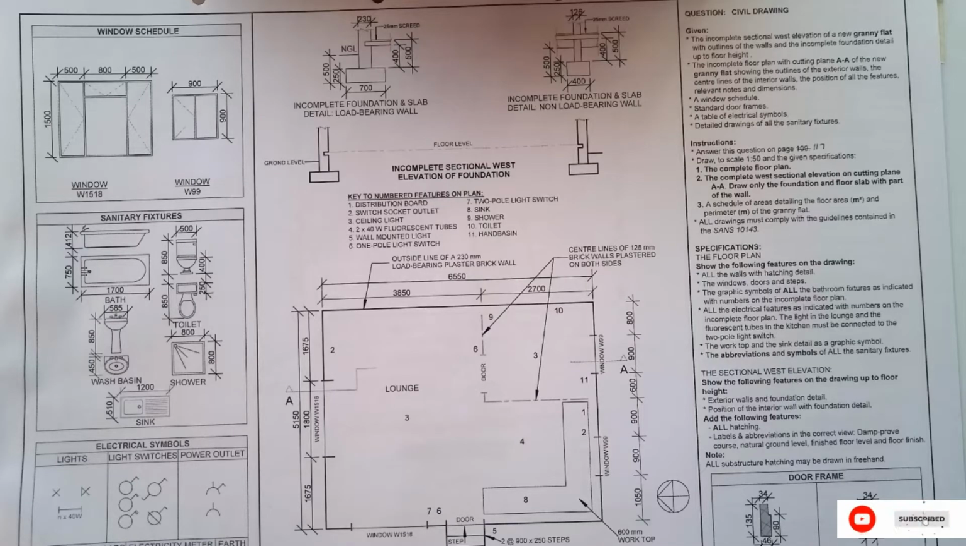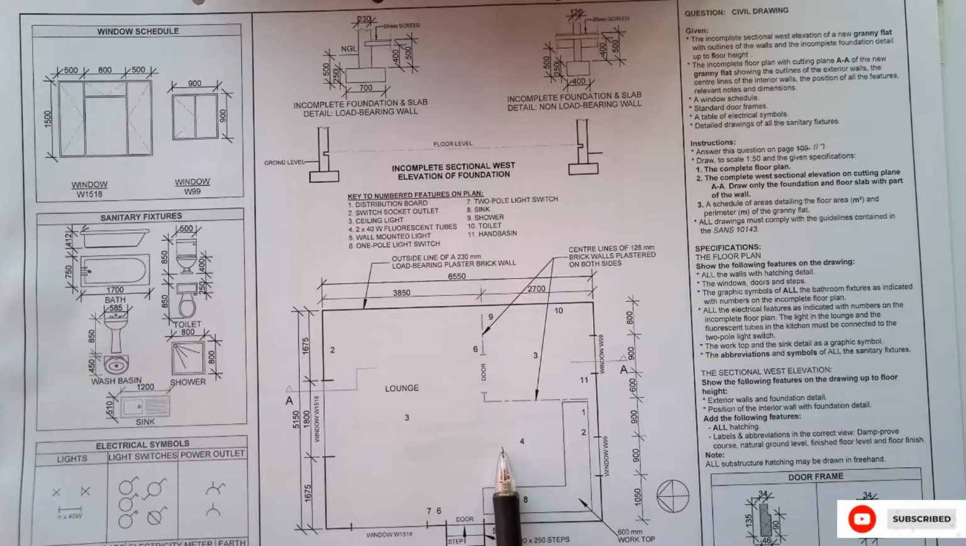So what we are given is an incomplete floor plan of a granny flat with outlines of the walls and the incomplete foundation detail up to the floor height. We are also given the window schedule and the door frames, and a table of electrical fixtures and symbols, as well as your sanitary fixtures.